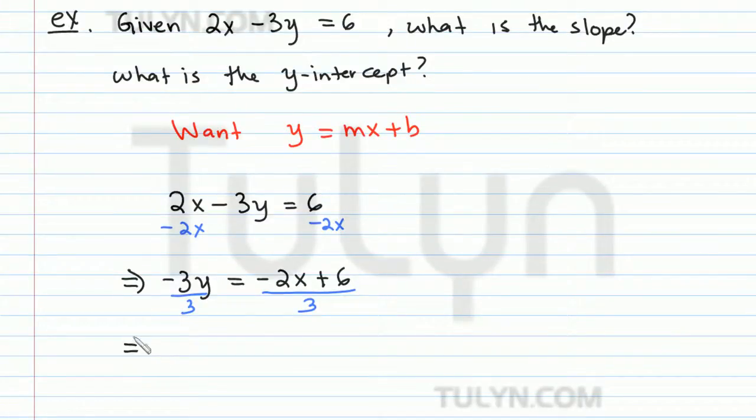negative 3. Because we want it to be just y, we don't want it to be negative y, so we have to divide by negative 3. So we have y, since the negative 3 cancels out with the negative 3 here. And distributing this negative 3 in the denominator, we get negative 2x over negative 3 plus 6 over negative 3.